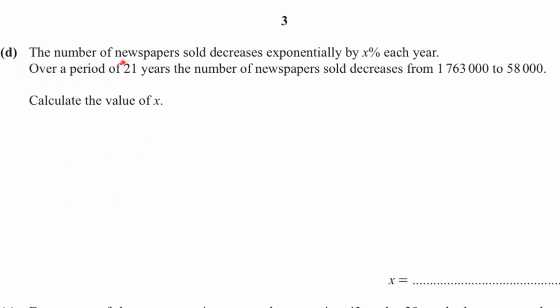D. The number of newspapers sold decreases exponentially by x% each year. Over a period of 21 years, the number of newspapers sold decreases from 1,763,000 to 58,000. Calculate the value of x. So we have been told that the number of newspapers decreased from this number to this number, and the time in years is 21, by x percentage. We'll write down what information has been given to us.